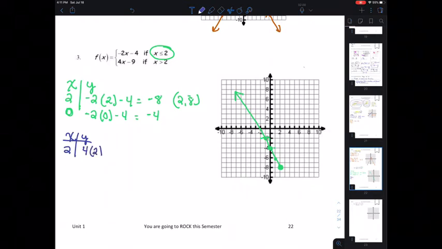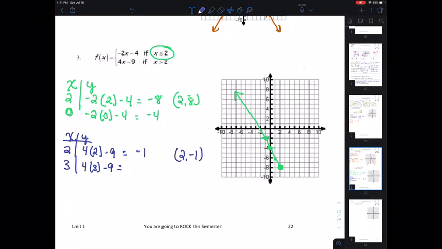And we have 4 times 2 minus 9, which is 8 minus 9, negative 1. So I have the ordered pair of 2, negative 1. Again, if I wanted to take a different one, it's greater than 2, so let's take a number greater than 2. Let's take 3. We'll have 4 times 3 minus 9, which is 12 minus 9, which is 3.